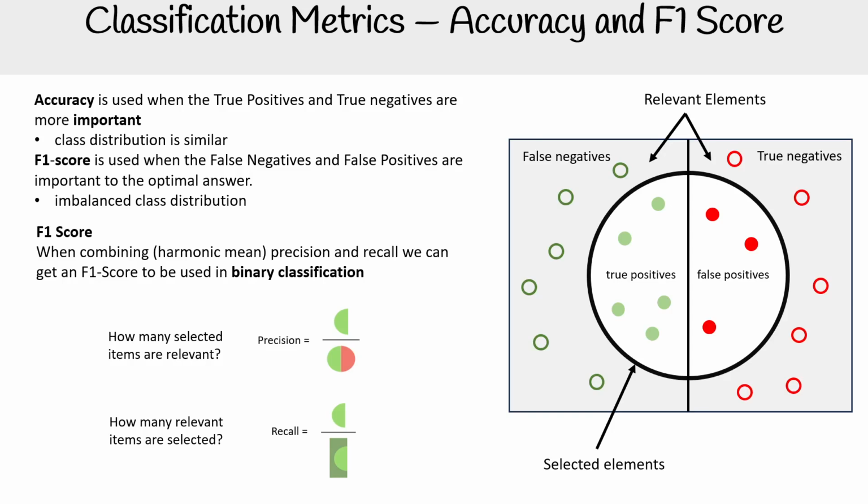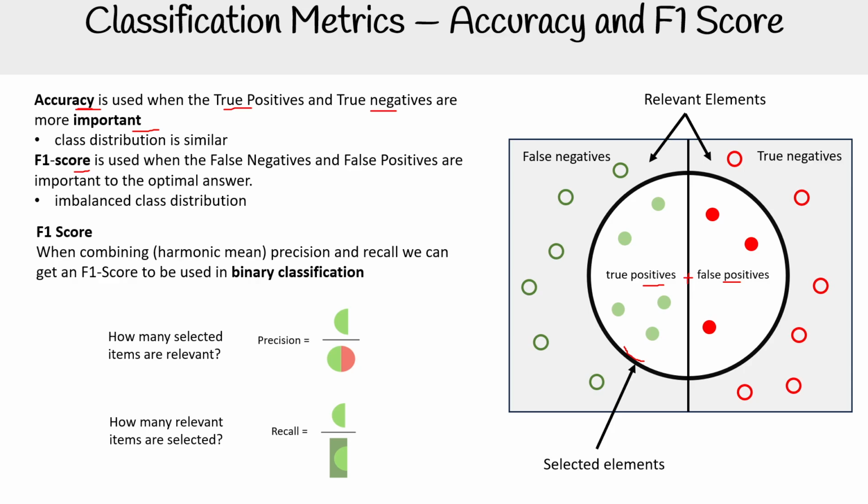But the idea is that these are two metrics that we're going to care about. So we have accuracy, which is used when true positives and true negatives are more important. So here we have true positives and true negatives. These are our selected elements, and that is where we're looking to find out for accuracy. And if you remember, accuracy is about being as close to the target as possible, right? So if it's accurate, then it is near our center point, okay?